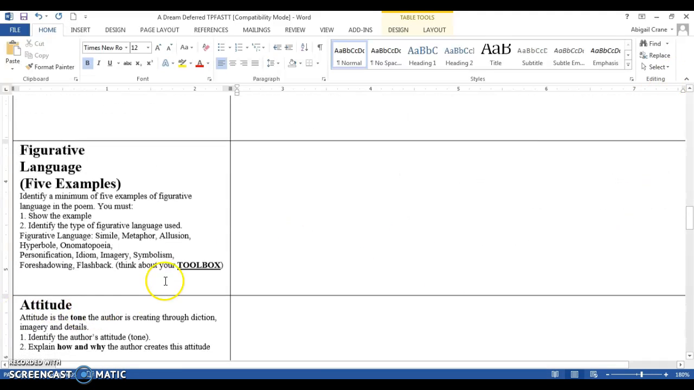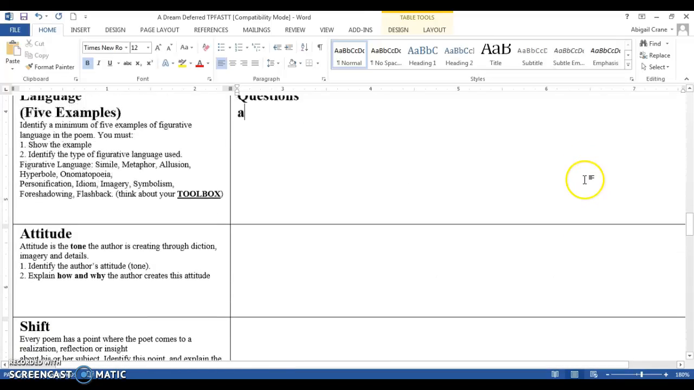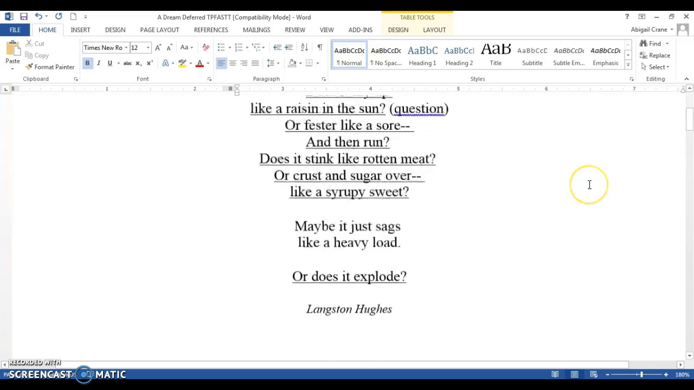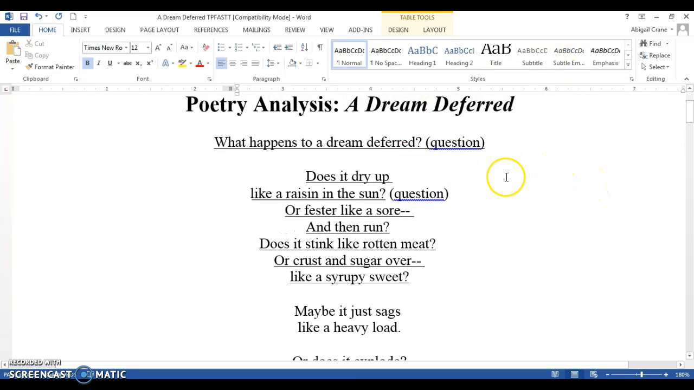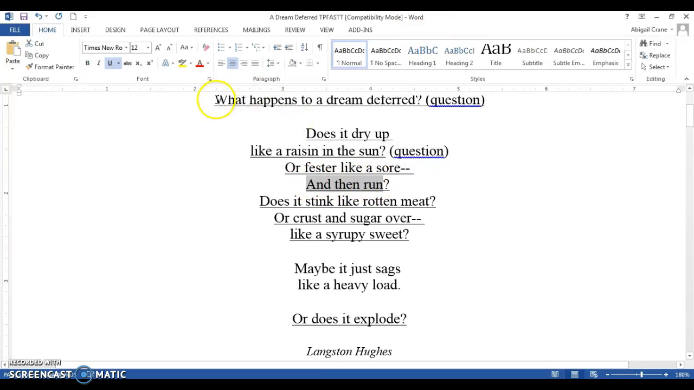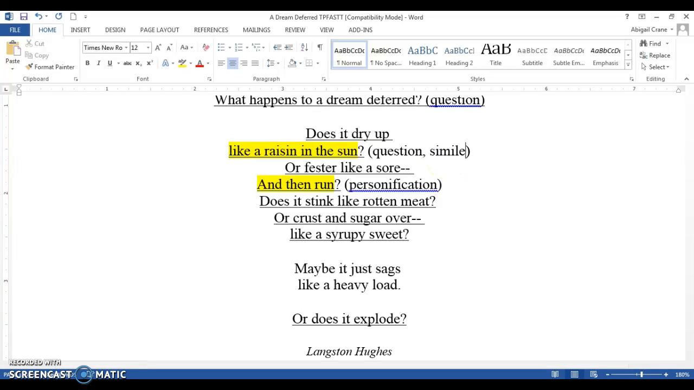Okay, and so then we also want to focus specifically on the literary devices, the figurative language. We've already found questions, right? But let's look for more literary devices in our reading here. I definitely see a personification, and then run. I see a simile, like a raisin in the sun. I see another simile, like a syrupy sweet. Here we go again, another simile, sags like a heavy load.